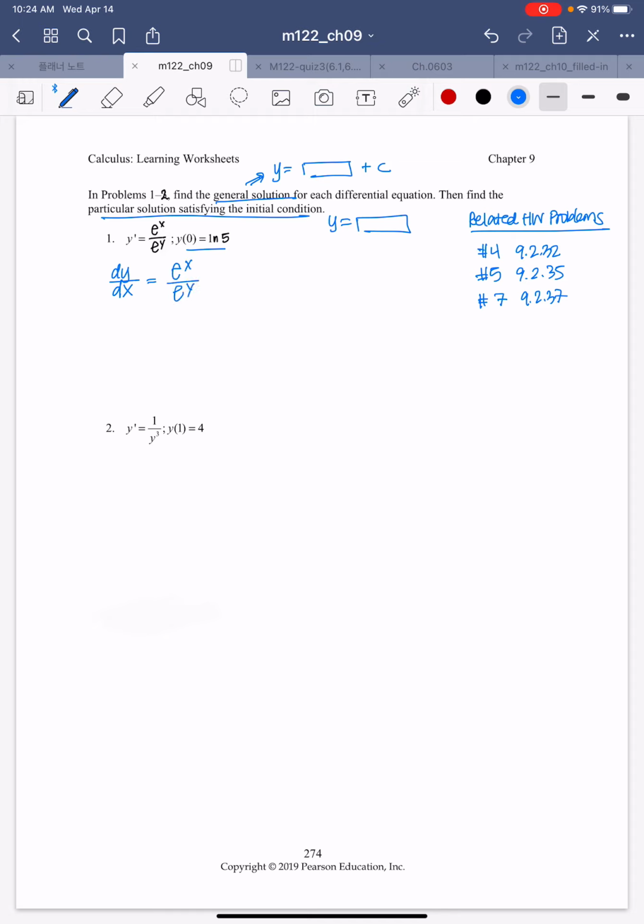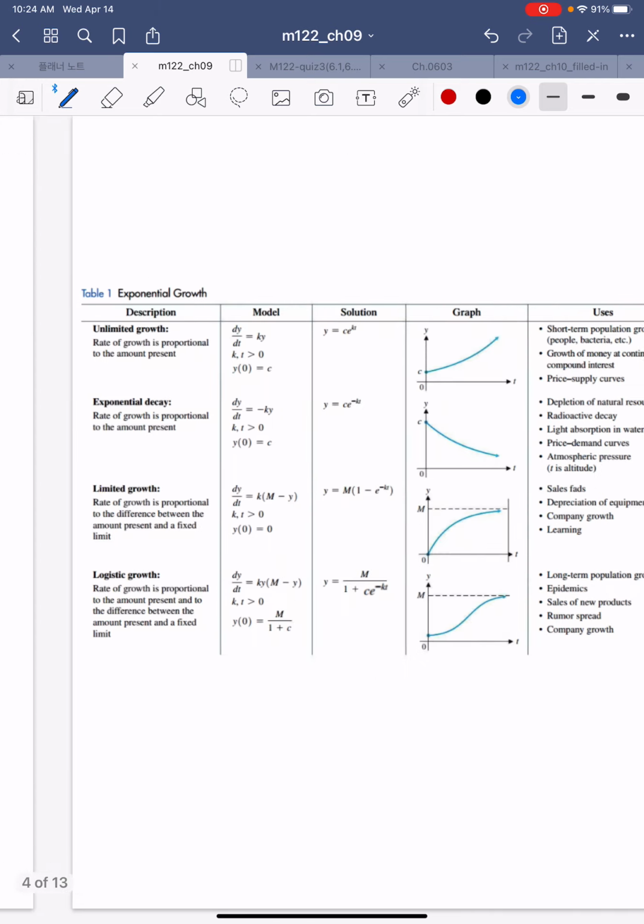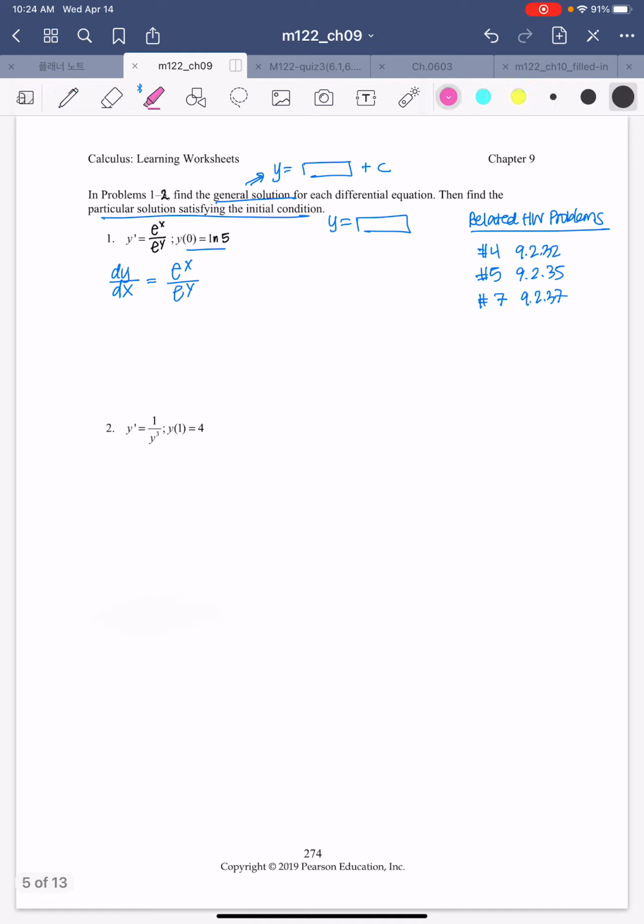Now you have two different variables, x and y, so this is where separation of variables occurs. We need to put all the y terms on one side and all the x terms on the other side. So here, these are my y terms, dy and then e to the y, and x is right over here. This is a proportion, so you can use cross product. So I have e to the y dy is equal to e to the x dx.